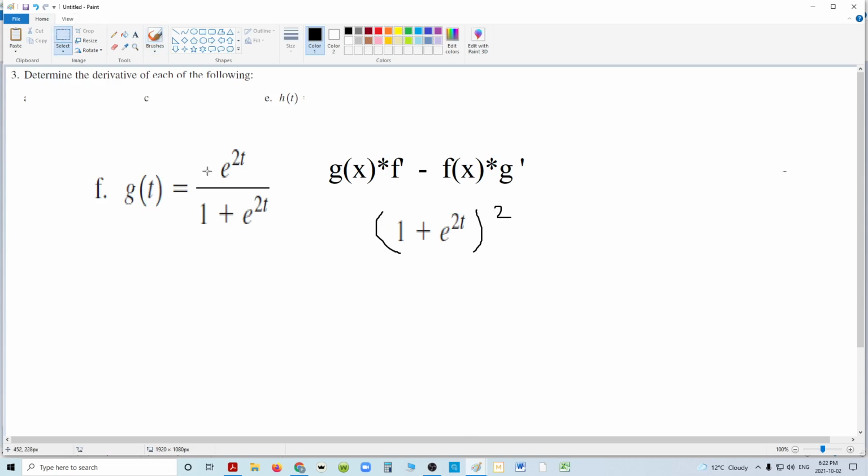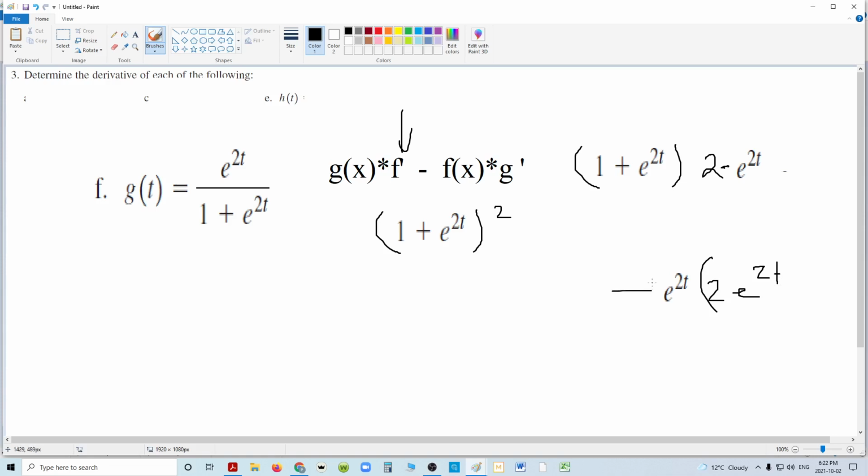Well, g of x is the bottom, so I'm going to just take it like that. The prime of this one, which is f prime here, is 2 times that. So that's the prime. Minus the numerator times the prime of the bottom. The prime of the bottom is, again, 2 times e to the 2t. So I'm getting, interestingly enough, minus 2 here.